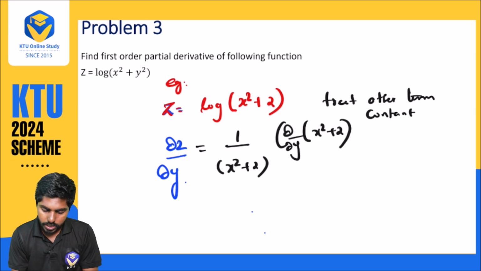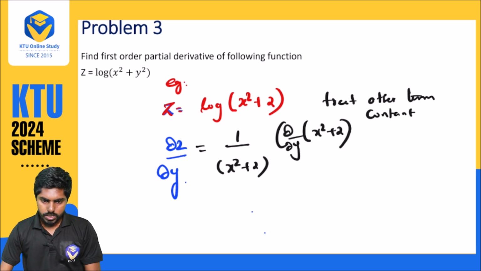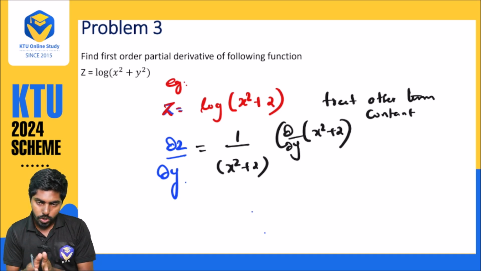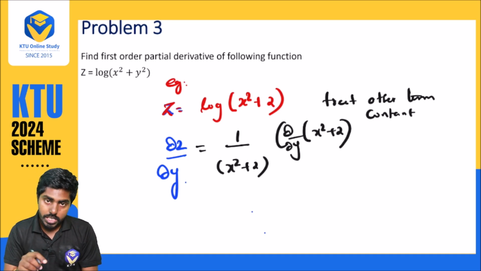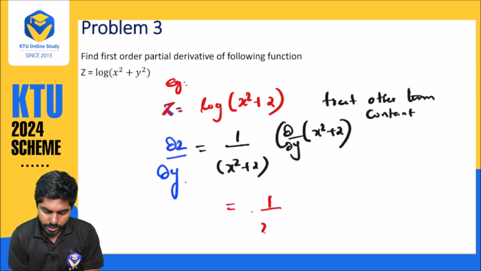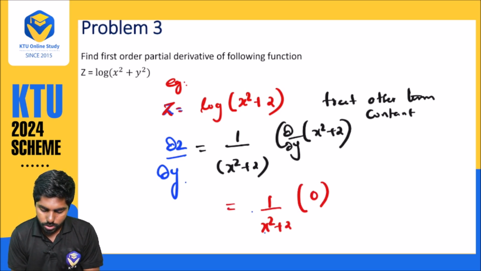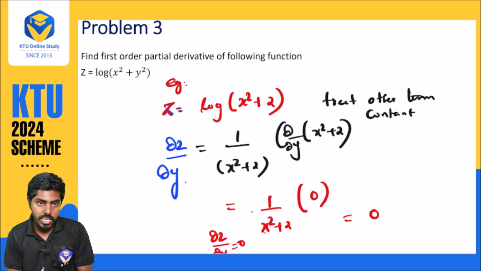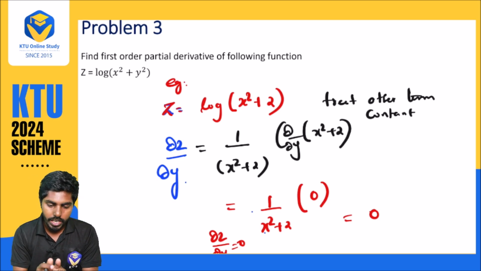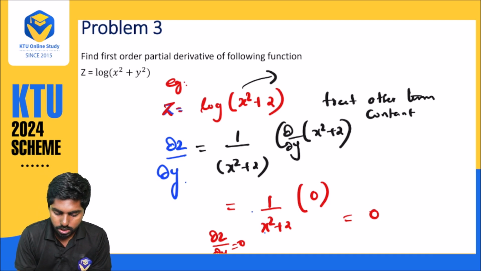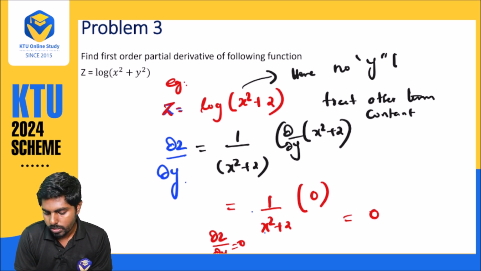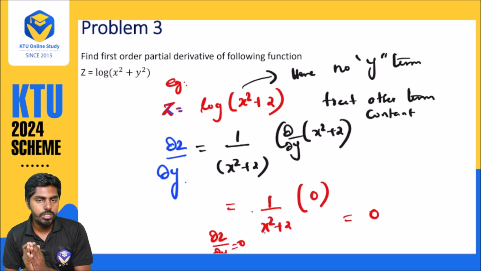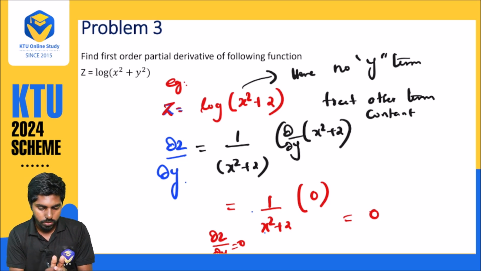When you are taking it with respect to y, the other terms are x square plus 2. So when you differentiate with respect to y, it will become 1 divided by x square plus 2 into 0. 0 into any term is 0 only. So dou z by dou y is equal to 0. This is the reason you want to check the bracket very carefully, whether a y term is there inside or not. Here there is no y term, so automatically we can say dou z by dou y is equal to 0.